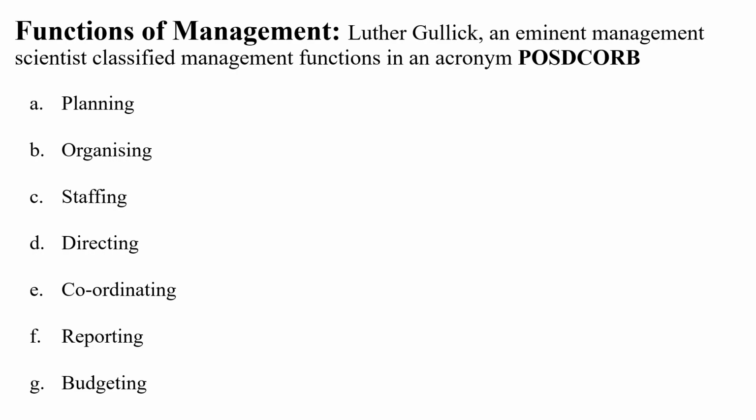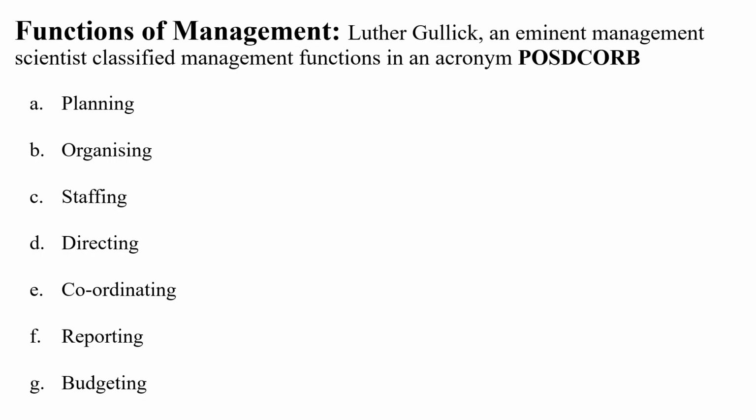The fifth one is coordinating. It is interrelating various activities or functions performed by different individuals for achievement of the objective of the organization. The sixth one, reporting. Reporting is a process of keeping a superior informed to whom the subordinates are responsible and accountable, records, returns, and checkings.